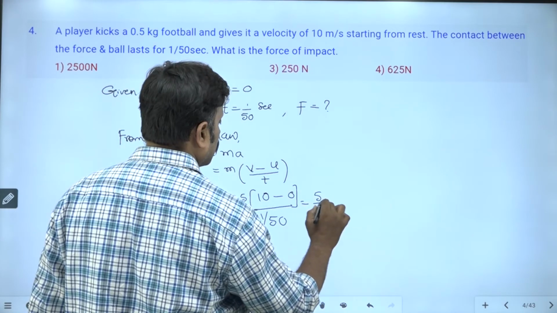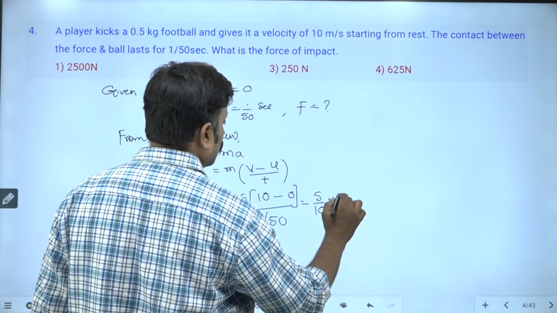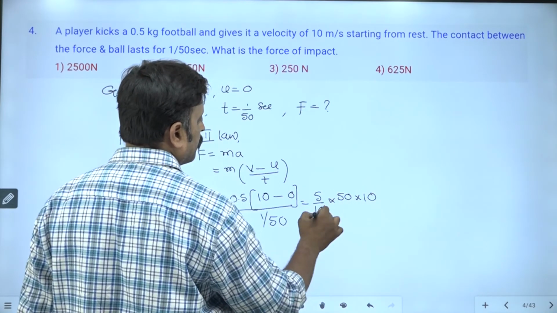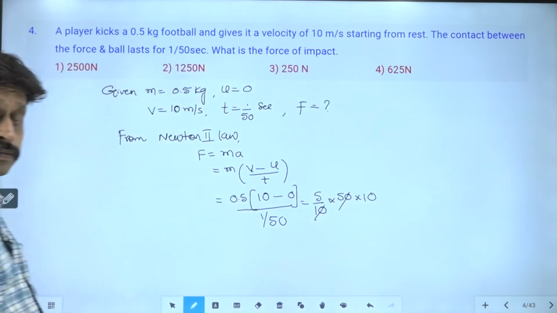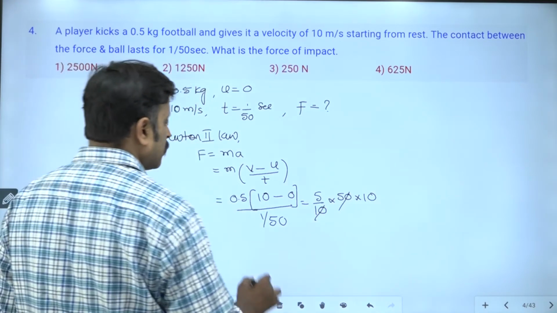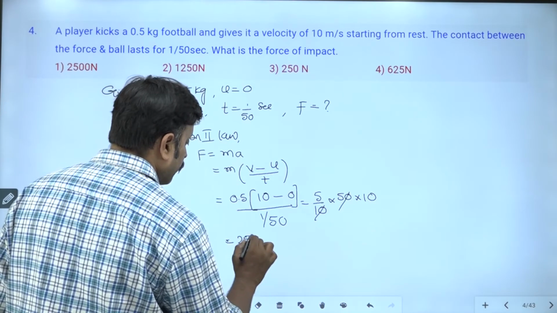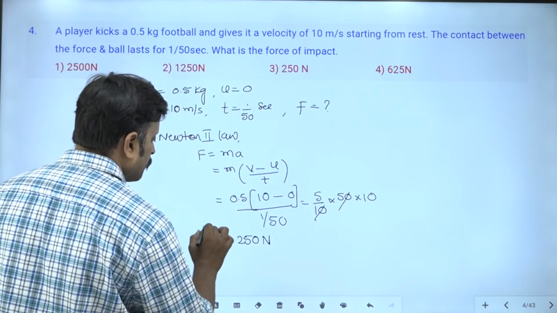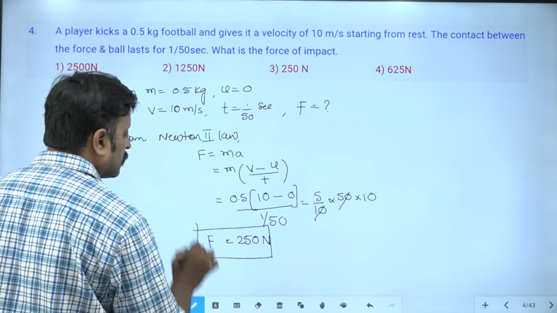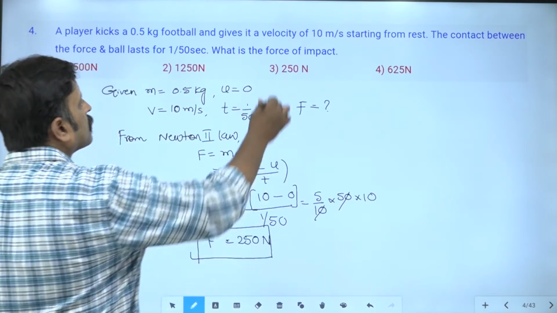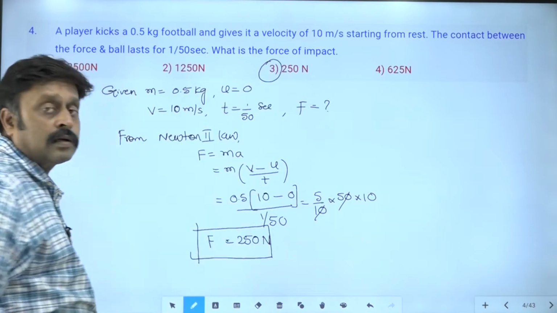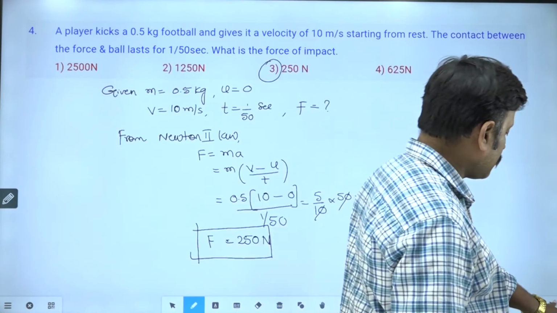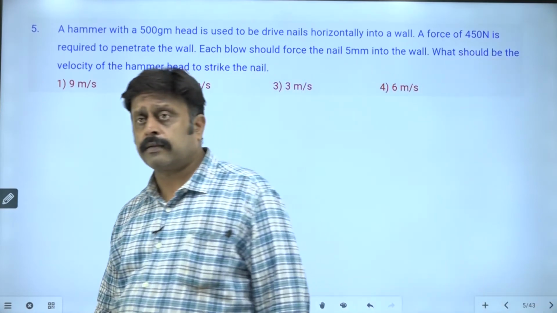Okay. So, if you simplify, how much are you going to get? This becomes 5 by 10 into 50 into 10. 1 0 you can cancel. So 25 into 10, you are getting 250 newtons. Okay. So, the required force is 250 newtons. So, the third option is the correct one. Okay. The next question.